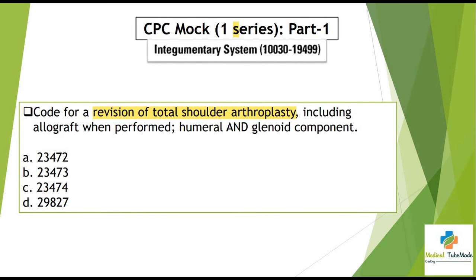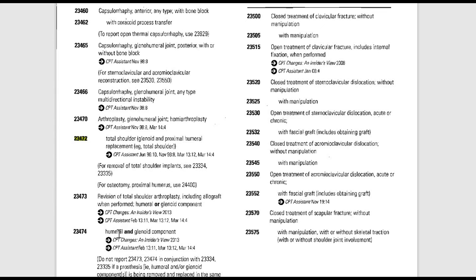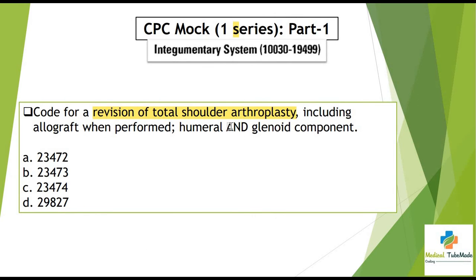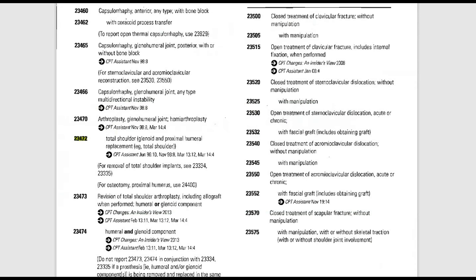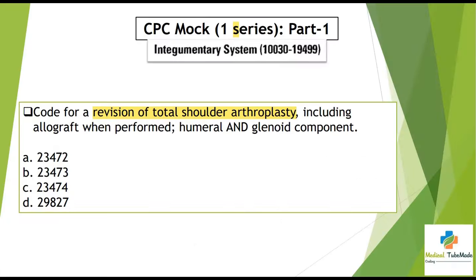Also 23474 is here, humeral and glenoid component. In our question they have mentioned and, not or. So 23474 is correct: revision of total shoulder arthroplasty, including allograft when performed, humeral and glenoid components. So 23474 is the correct answer.